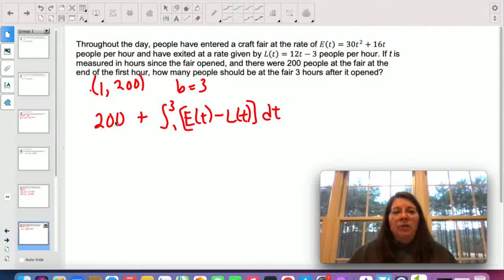So 200 plus the integral from 1 to 3 of the people who are entering minus the people exiting will give us the rate of change of people at the fair. And don't forget your dt, that is your variable of integration.